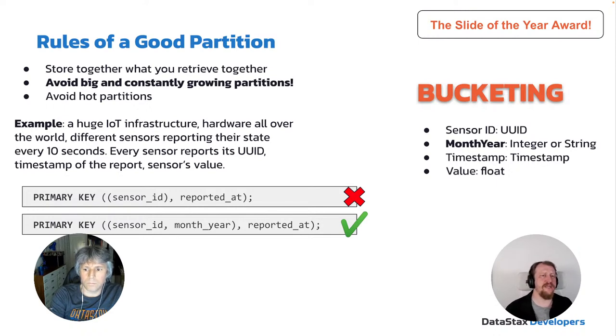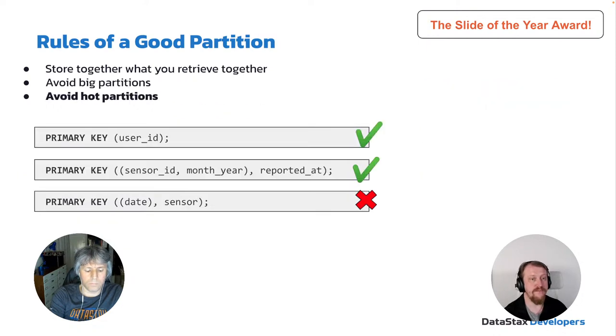So it kind of violates the first rule, store together what you retrieve together, but it's not so bad. It's not 300 partitions. But if you bucket your data based on the date, and you're going to retrieve your data for the last 3 months, you will have to specify all the dates. You will hit 90 partitions, and that's not going to be fun. So that's the idea of keeping partitions of a reasonable size. Don't let them grow too much, but don't make them too small either. And then finally, avoid hot partition.